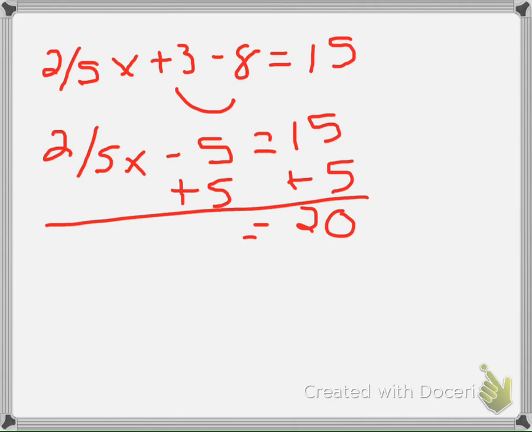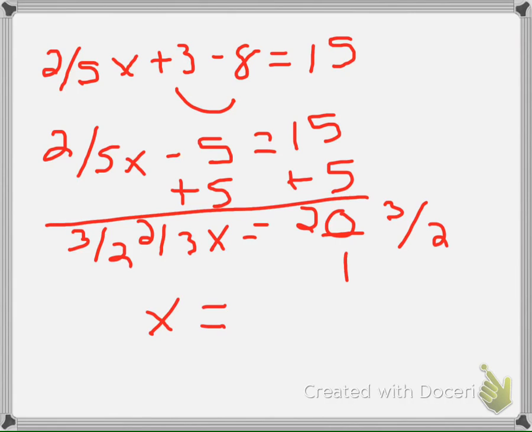20 equals 2/3 x. Hope you remembered about the reciprocal. Multiply by the reciprocal on both sides. And then a fraction times its reciprocal is always 1. And 1 times x is x. And over here, if you do 20 times 3, you get 60, and 60 on the bottom, 1 times 2 is 2, divided by 2 is 30, so x is 30. Here's number 2.